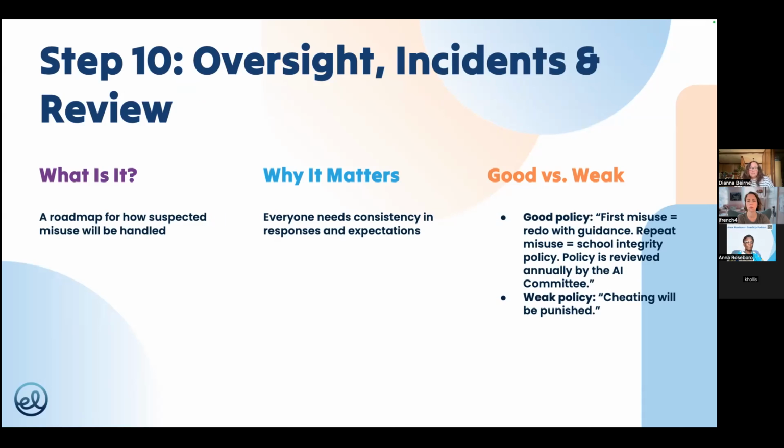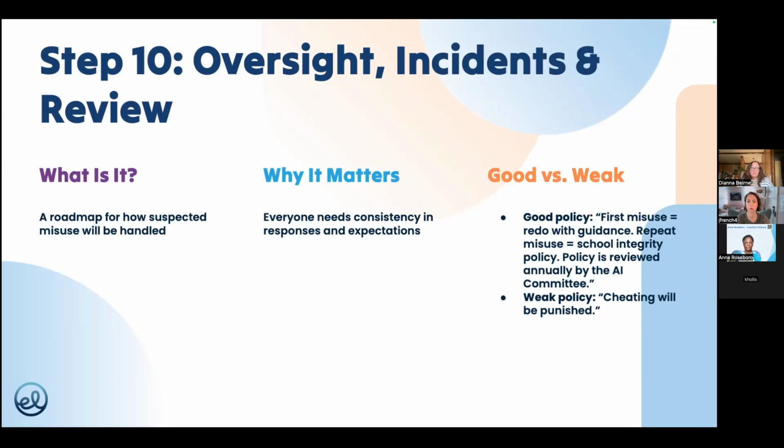So step 10, and the final step, is oversight, incidents, and review. This is essentially a roadmap for how suspected misuse will be handled and how the policy will be updated. And this matters because teachers need consistency in responding to misuse, and policies need to evolve as AI changes.